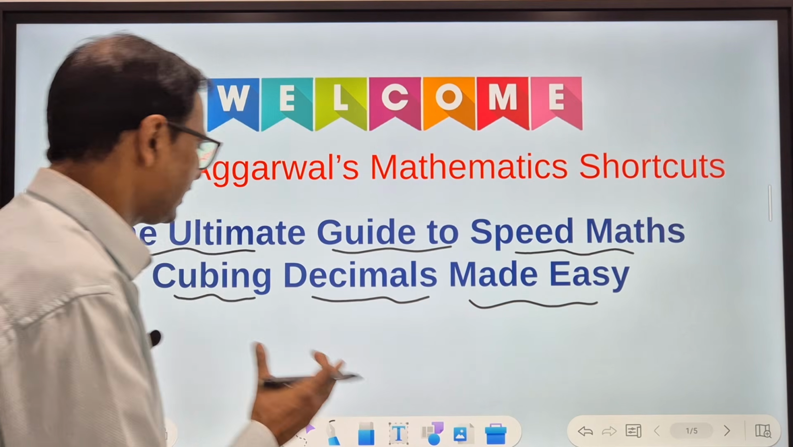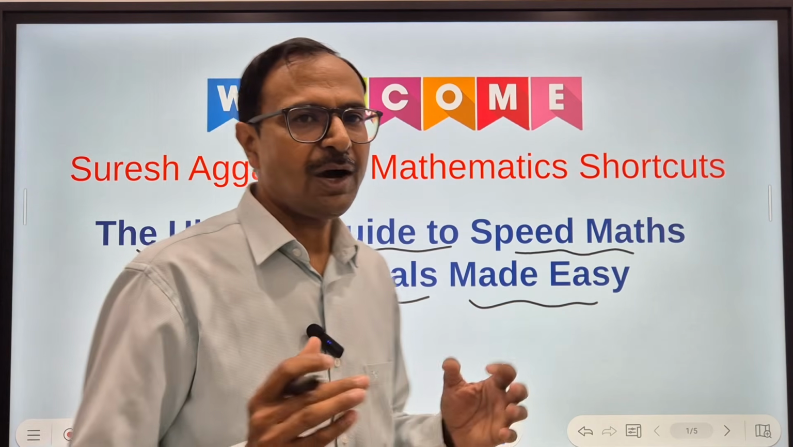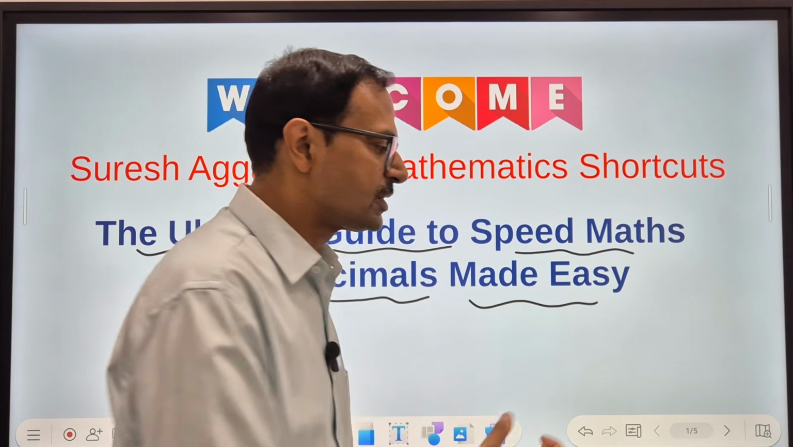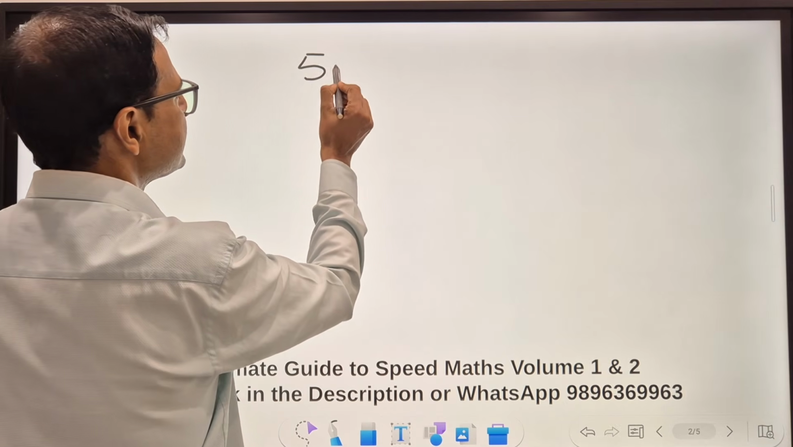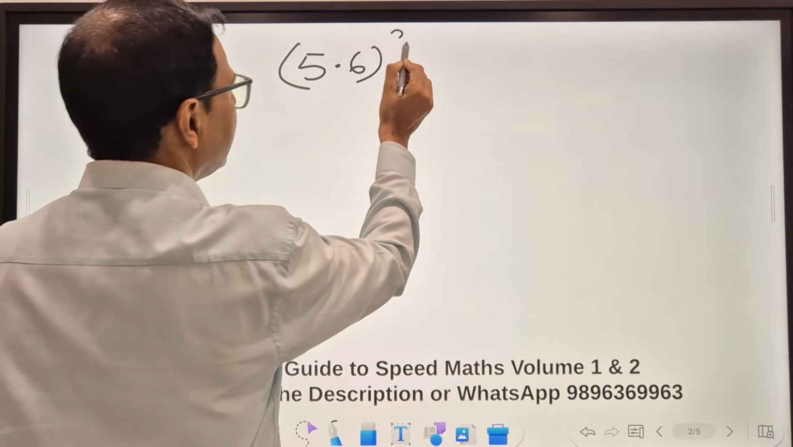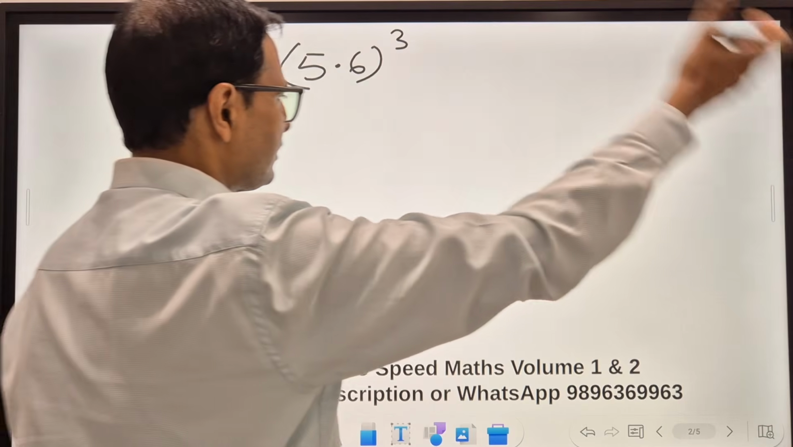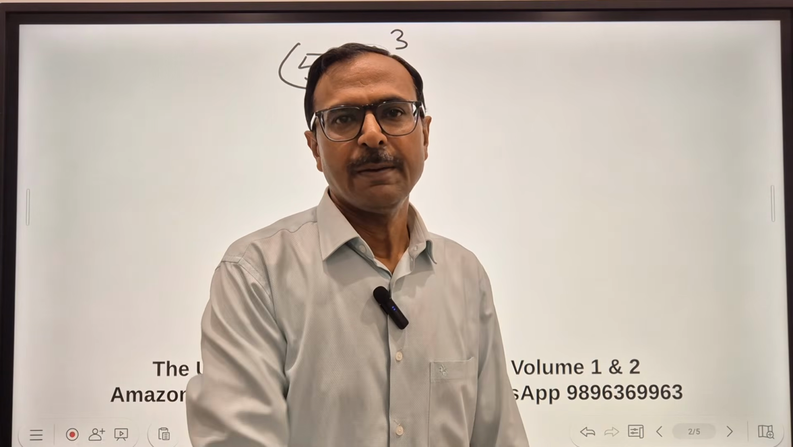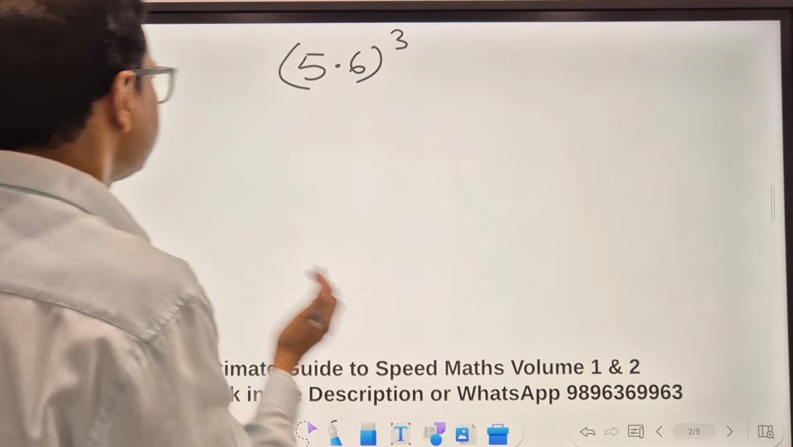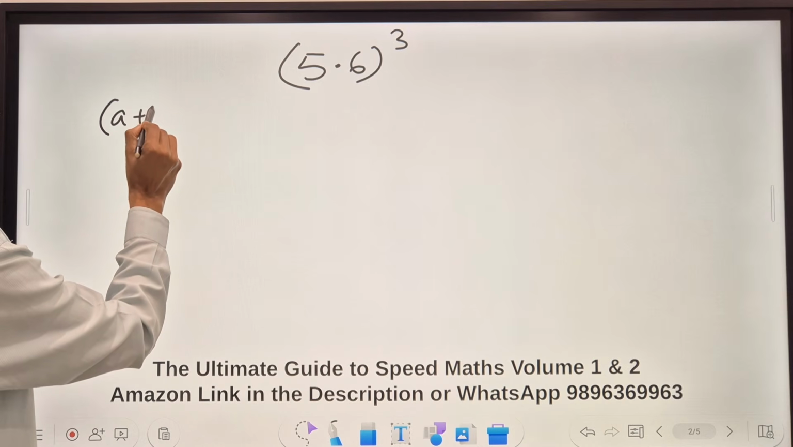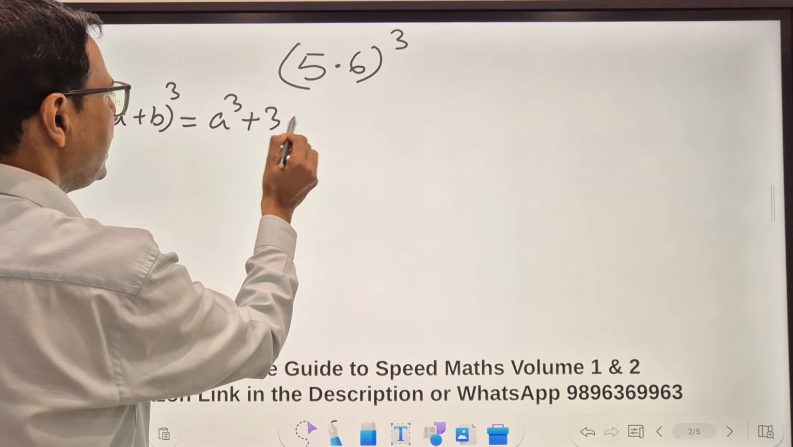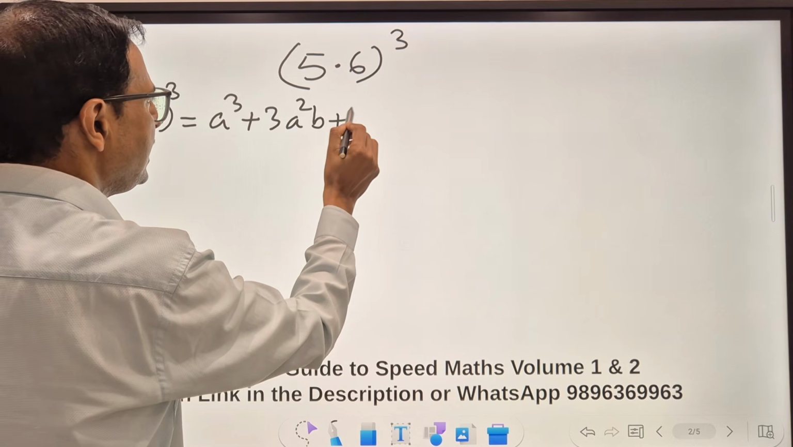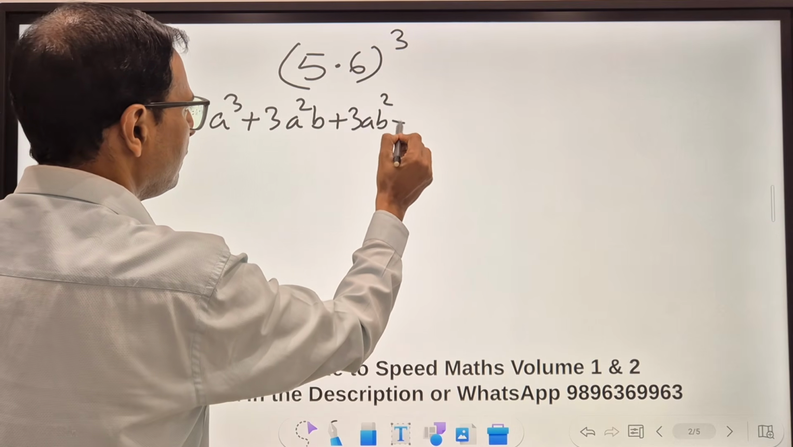First, let's understand cubing of decimals and how you actually can find the cubes. So let's see the first example which I'm going to take up, which is say 5.6 cube. And 56 times 56 times 56, that is the traditional approach. But the identity, what does it say? (a + b) whole cube. Now this is what I'm going to use: a cube plus 3a square b plus 3ab square plus b cube.